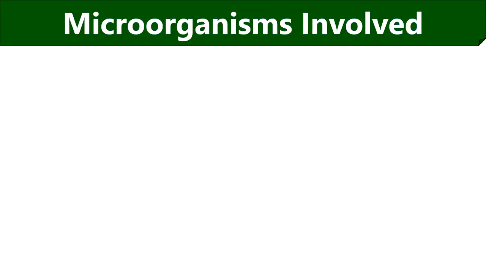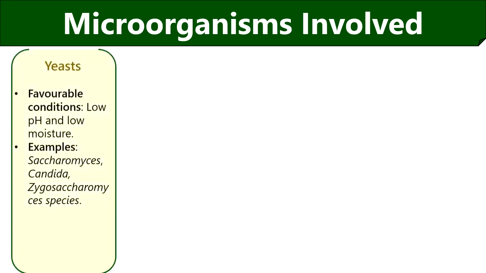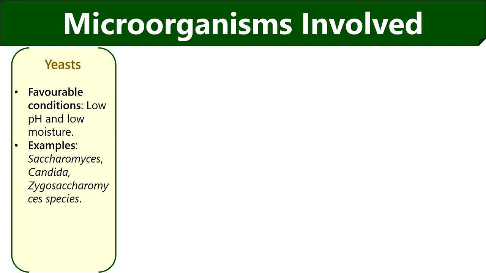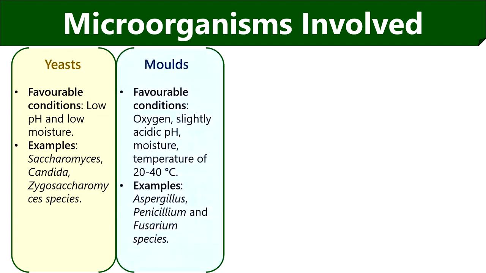At last, we will discuss the common microorganisms that are involved in food spoilage and how they degrade the food material. Yeasts are unicellular fungi that cause food fermentation. They require low pH and moisture to cause food spoilage. True yeast converts sugar into alcohol and carbon dioxide, whereas false yeast grows on the food surface as a dry film.